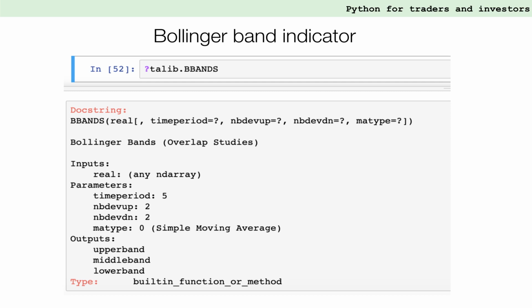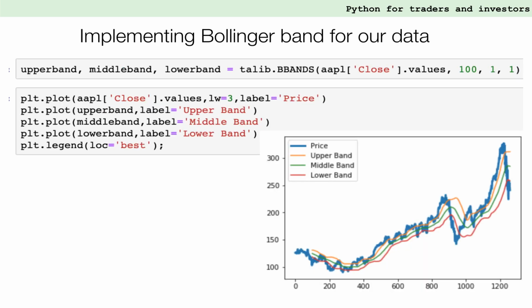For inputs, we need to provide a lookback window, here called time period, and the multipliers for the bands, which are expressed as the standard deviations above and below the moving average. This slide shows the visual implementation of the bands, along with the price chart. A simple systematic trading strategy would trade long when the price goes below the lower band and short when the price exceeds the upper band.